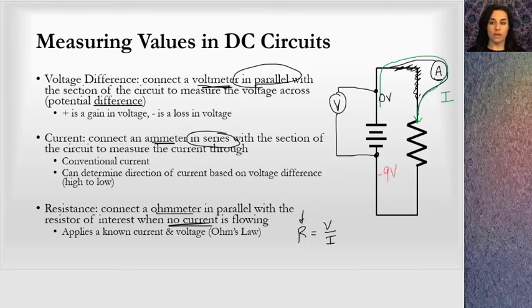So you don't want to have any external voltage or current. So you would disconnect the resistor and then put the ohm meter in here, and then that would be the way to measure the resistance, is without the battery being on or attached or whatever. Okay, so it would be an open circuit somehow.